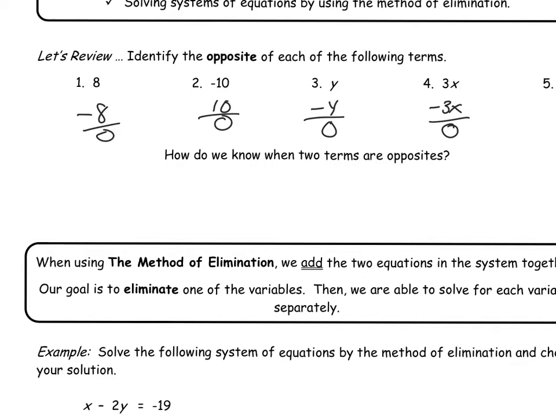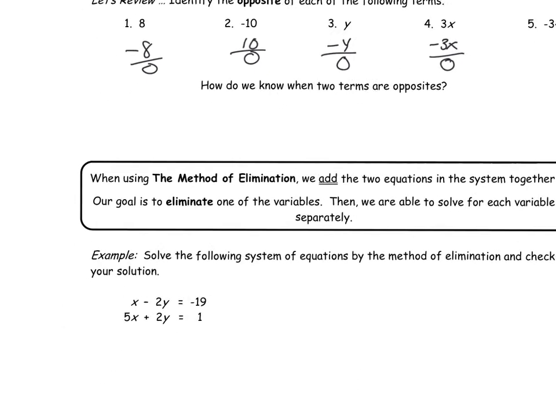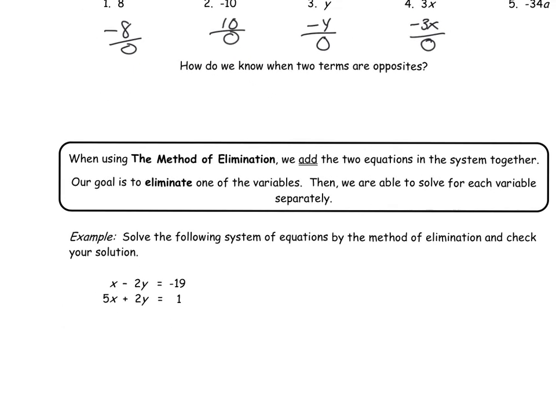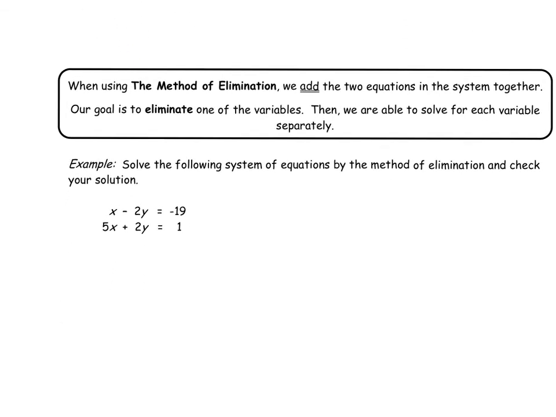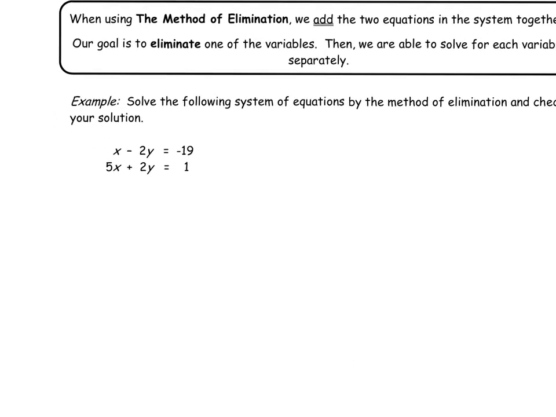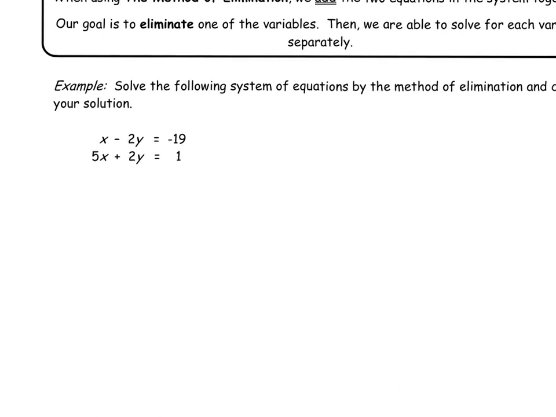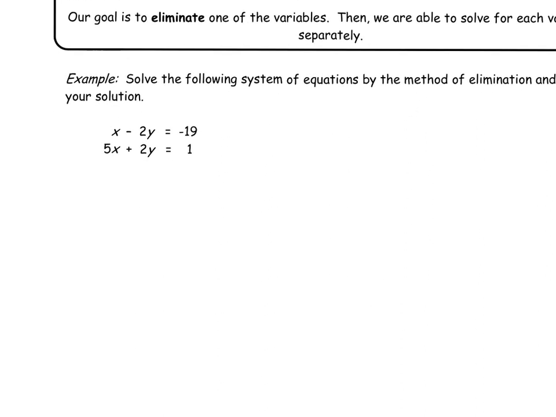So how do we know when the terms are opposites? All we do is look for the sign. Alright, so when using the method of elimination, we add the two equations in the system together. Our goal is to eliminate one of the variables. Then we're able to solve for each variable separately. Now sometimes you can subtract them and get the same result.